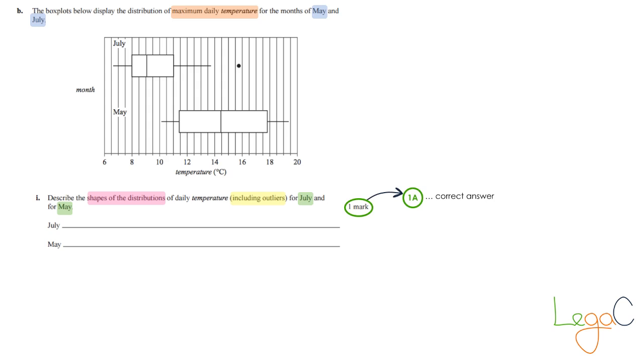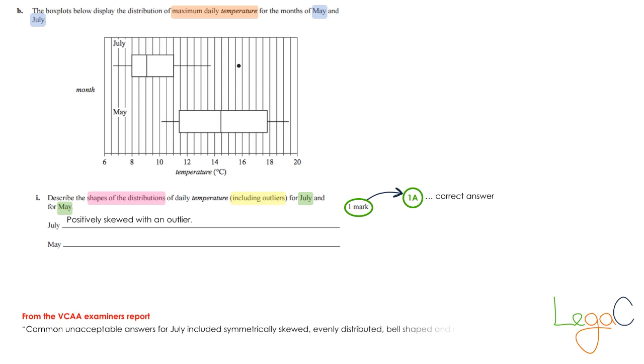So let's look at July. The July distribution is positively skewed with an outlier. From the VCAA examiner's report, it is noted that common unacceptable answers for July included symmetrically skewed, evenly distributed, bell-shaped, and normally distributed. For the month of May, you can see that this is symmetric with no outliers.